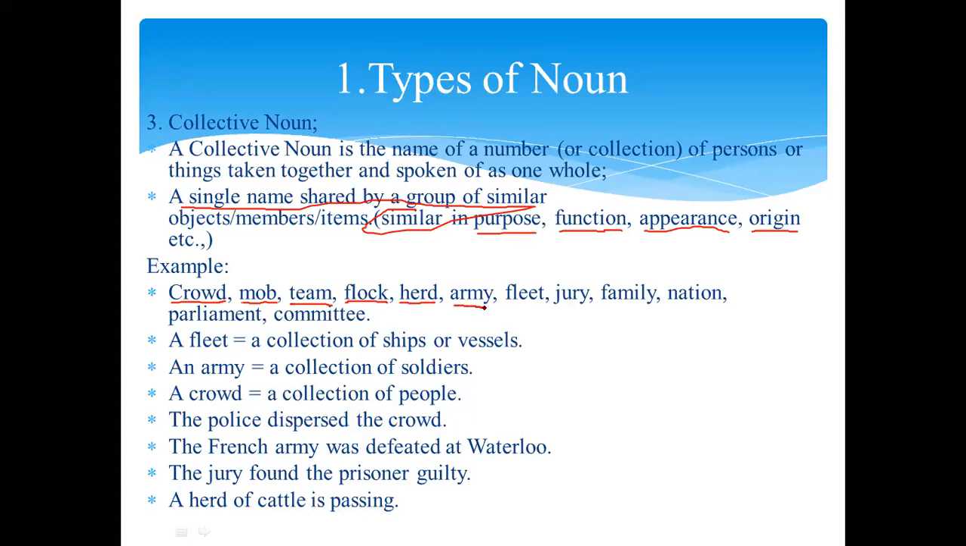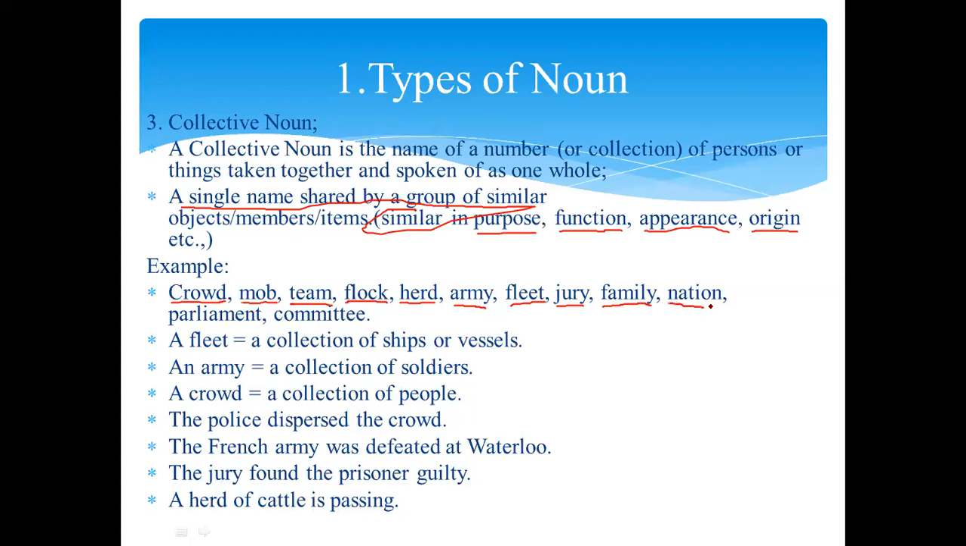Army is given to a group of soldiers. Fleet is given to a group of fighter planes, jets. Jury is given to a group of judges who are supposed to decide on something, and family is a group of members in a particular house.